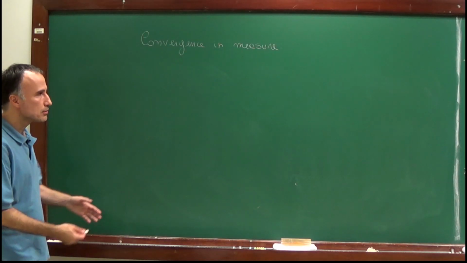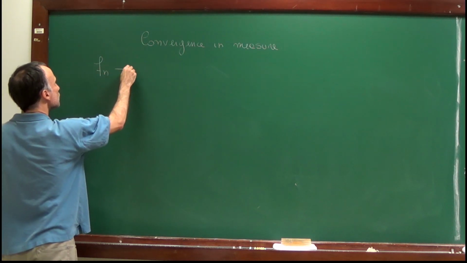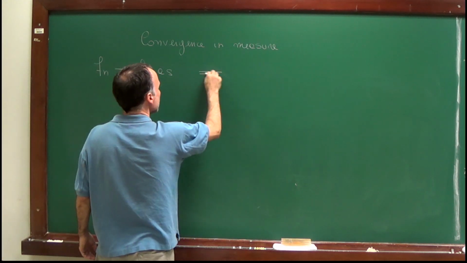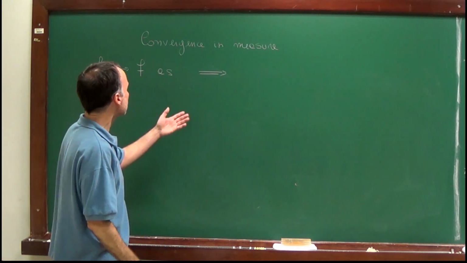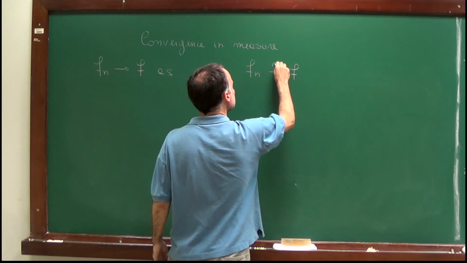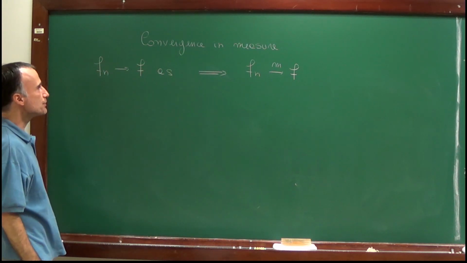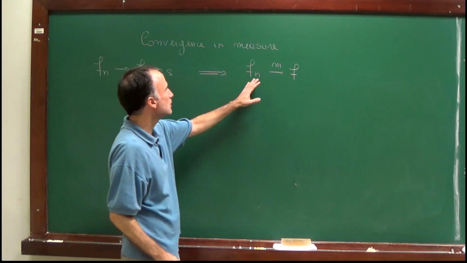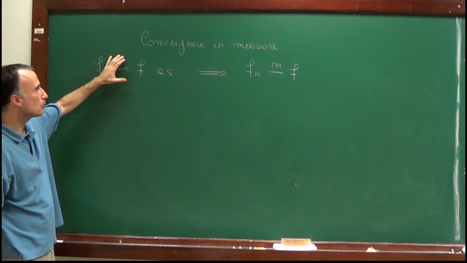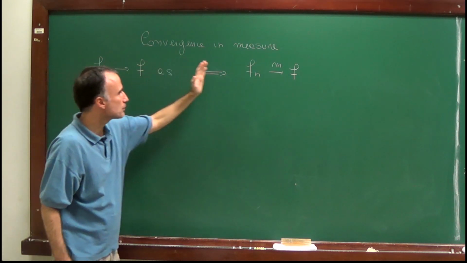Now, let's discuss the converse. So I have a sequence f_n which converges to f almost surely, and I would like to see if this entails the convergence of f_n to f in measure. We have seen that if f_n converges to f in measure, it's not true that it converges to f almost surely, but we can find a subsequence for which this is true. I want to discuss the converse.